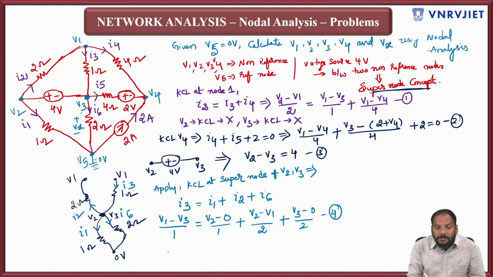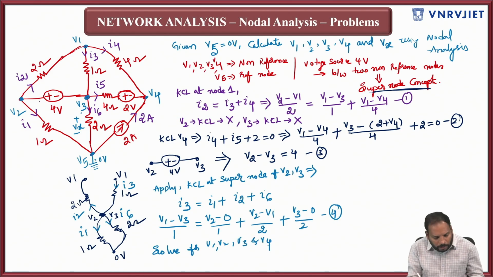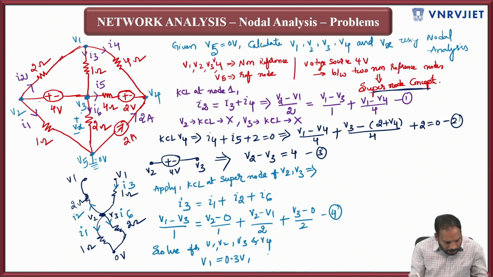So now the number of equations is 4 and the number of unknowns is 4. So you can solve for V1, V2, V3 and V4. If you solve for them, you will get the value of V1 exactly equal to 0.3 volts, V2 equal to 2.6 volts, V3 is minus 1.3 volts, and V4 is equal to 2.5 volts.